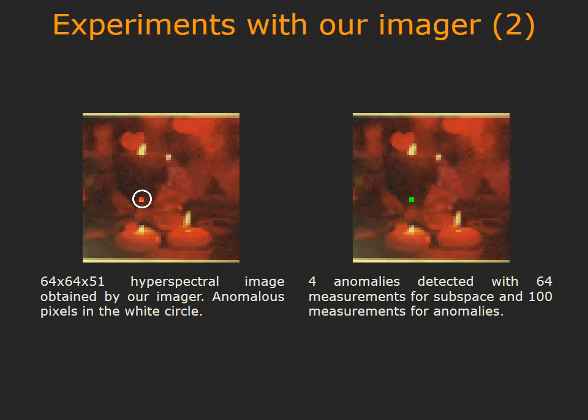Our second scene consists of a scene printed on a paper which is predominantly red. 4 pixels within the white circle were illuminated by a red laser. The red laser is indistinguishable from the background for the naked eye. The image on the right shows 4 anomalies marked in green estimated by obtaining 64 measurements for subspace estimate and 100 spatially multiplexed measurements for estimating the anomalies. Our algorithm very well estimates the anomalies in the scene.